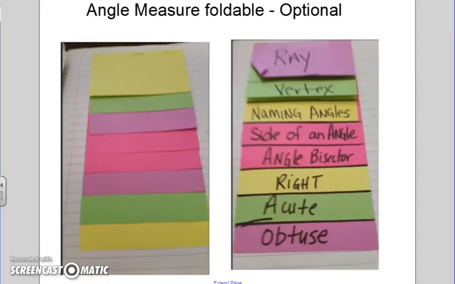Okay, so once you get your two made, then up here on the board, I've told you what to write on each one of the tabs. So it'll be ray, vertex, naming angles, side of an angle, angle bisector, right, acute, and obtuse. So if you'll get that put on your tabs.